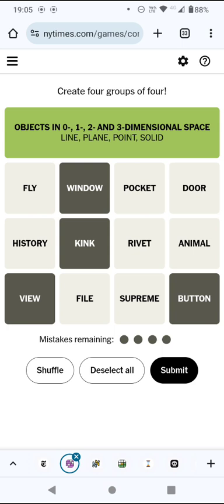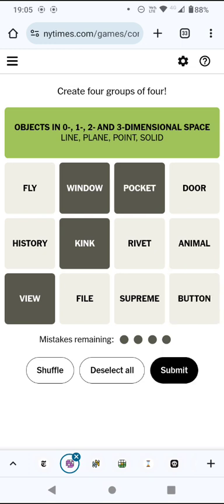Flywheel? What does history go with? That's the next question. Is it going to be these 4? Oh no, it's going to be pocket instead, isn't it? Maybe a pocket instead of a button. Oh, I'm second guessing myself now. Let's try pocket.